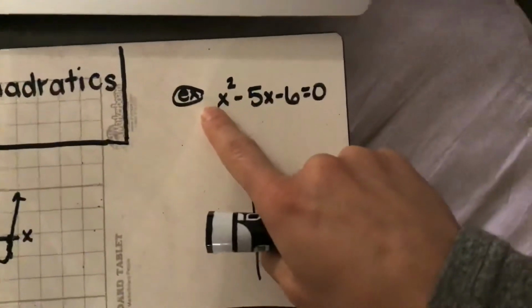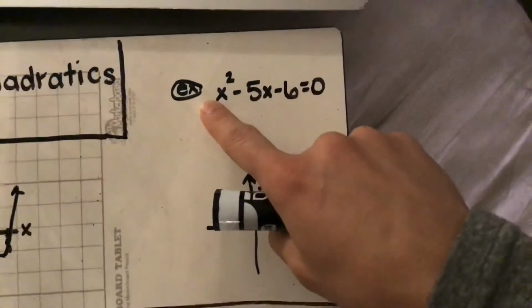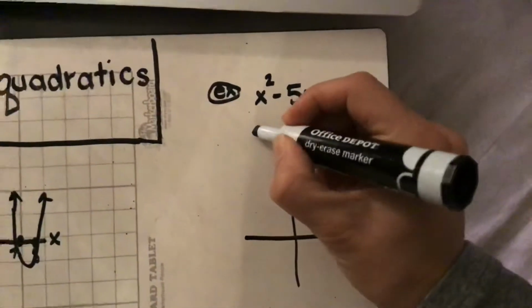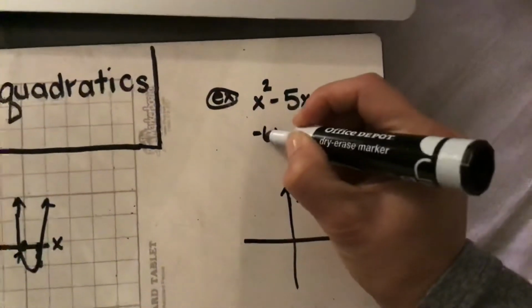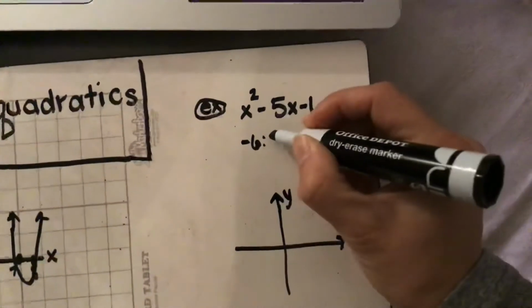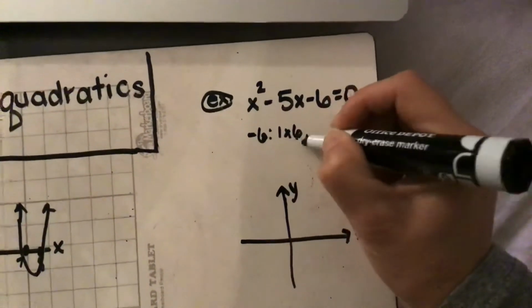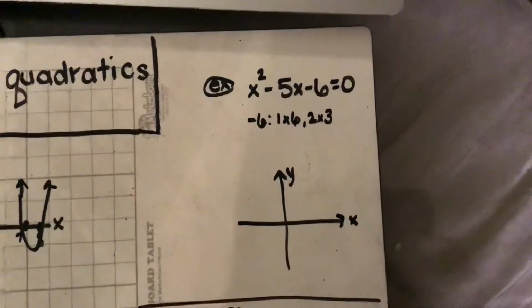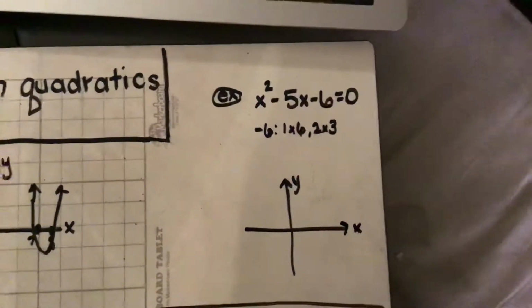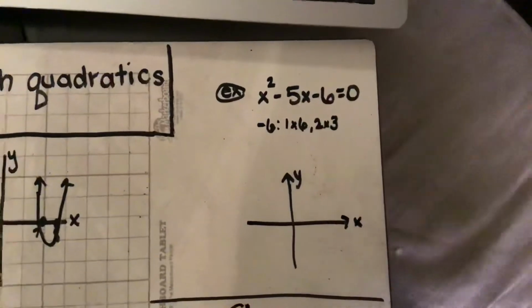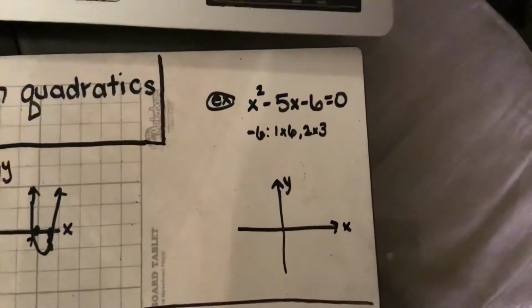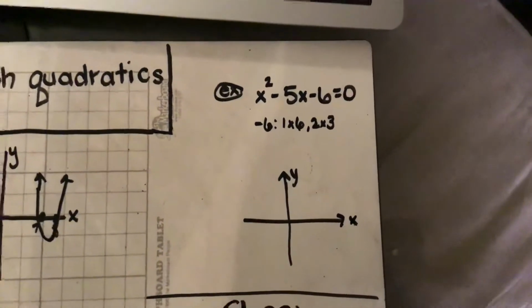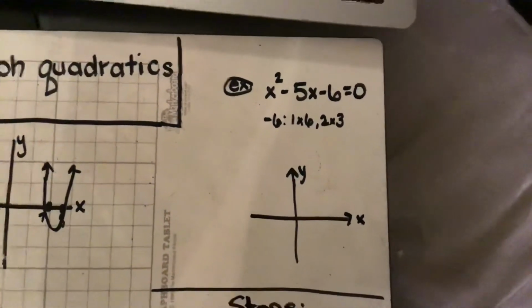Your number before the x, what was that again? A 1, very good. So 1 times negative 6, we're looking for factors of negative 6. So we're looking at 1 times 6, 2 times 3. And we'll stop there. Which one of those pairs in any way could add or subtract to negative 5? Could be either pair. This is one of those special ones. It could be either. I'm not sure.